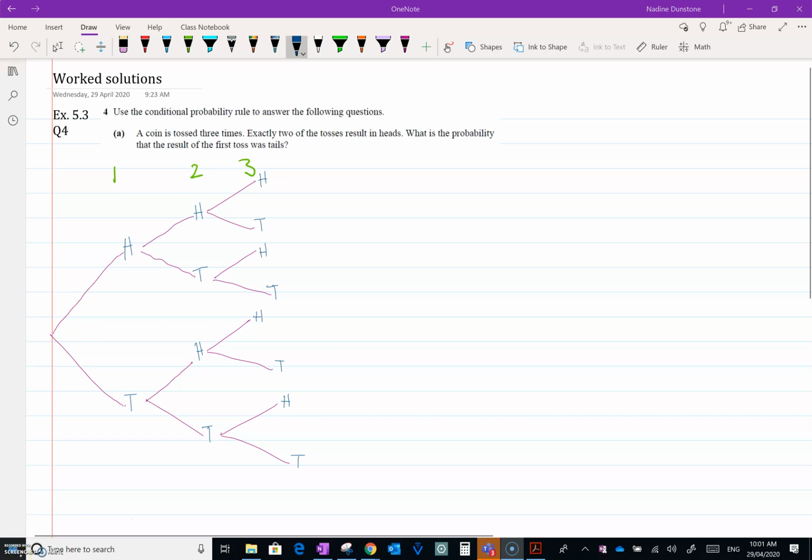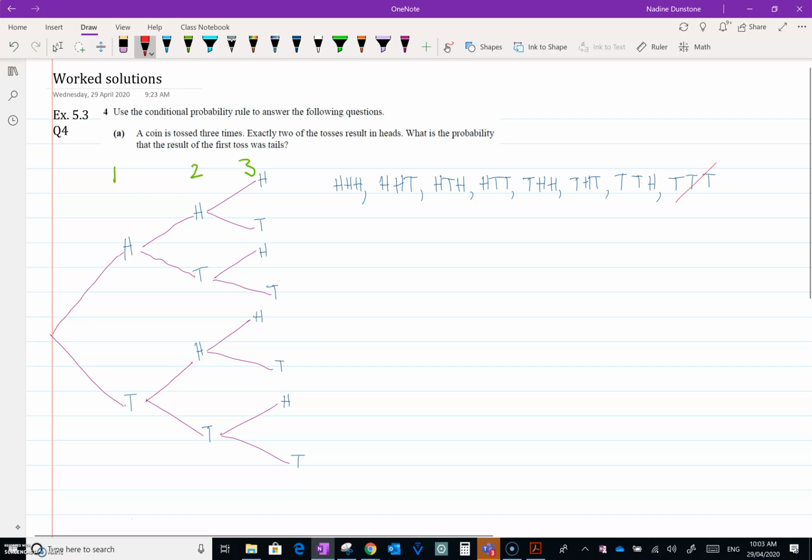And now what we can do is write out what each of our possible results are. So the first one is head, head, head. Then we have head, head, tail, etc. We've got the full list of the possible options. But in our question, it says that exactly 2 of the tosses result in heads. So now we can go through and say, well, not all of these potential outcomes are part of our set. So let's cross out the ones that are not relevant.